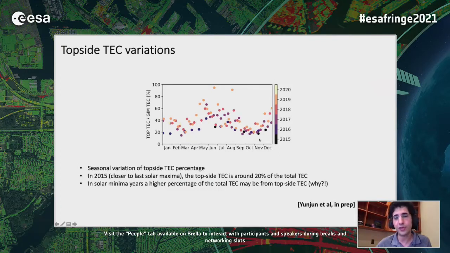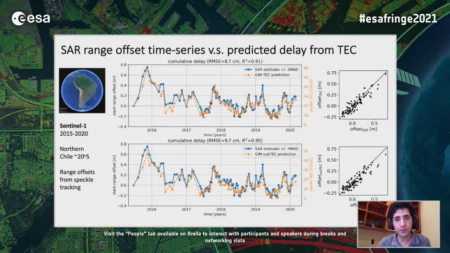We see that over the years closer to the last solar maxima, which was 2014-15, around 20% of the total TEC was due to the topside TEC. Of course, as we get to the solar minima, the percentage is even higher, but just note that the total TEC is low anyway in the solar minima.